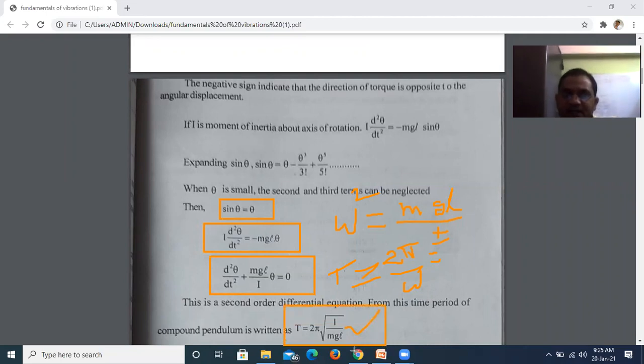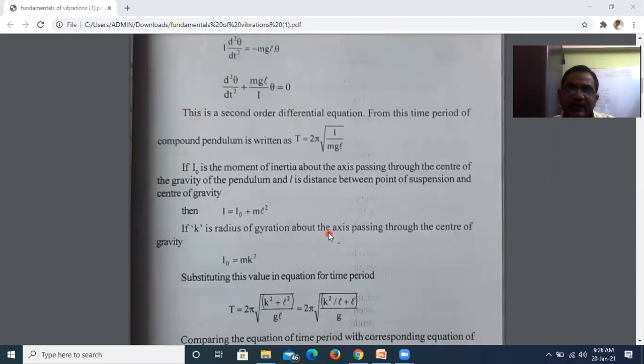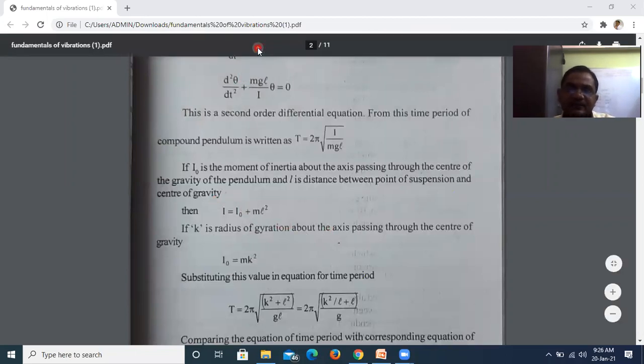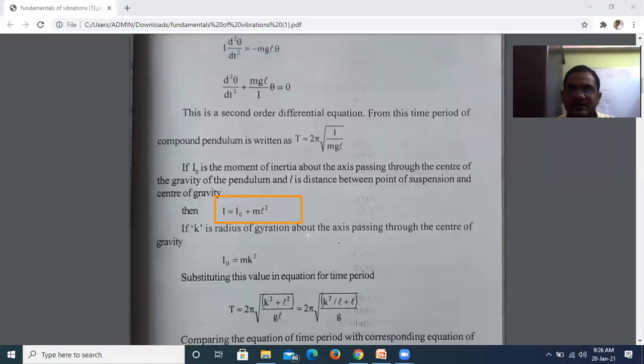where what is capital I? Moment of inertia, m is the mass of the compound pendulum, g is acceleration due to gravity, L is the length between the point of suspension and center of gravity. Now let us apply the parallel axis theorem. What is the parallel axis theorem? I is equal to I naught plus ml square.